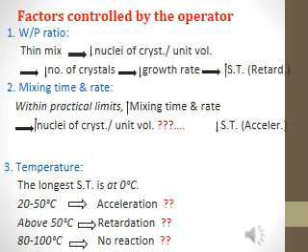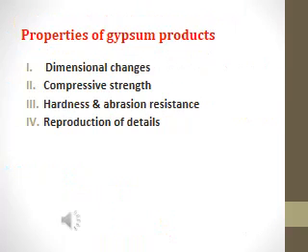When you increase the temperature or use water at a temperature between 80 to 100 degrees centigrade, no reaction will occur, no setting. Okay, because the solubility of hemihydrate and dihydrate at this temperature is equal. The amount of hemihydrate that dissolves equals the amount of dihydrate that forms and dissolves. Okay, so no reaction, no setting.